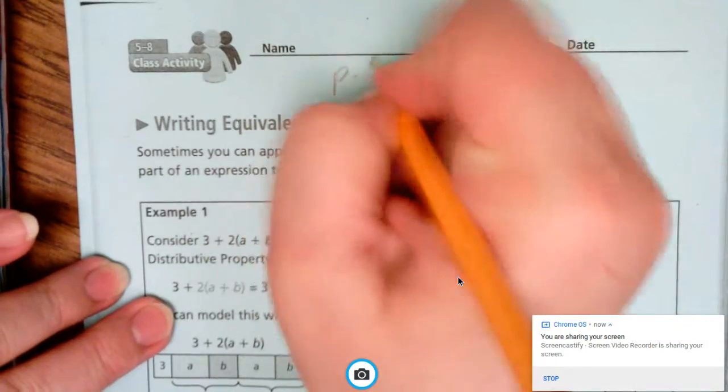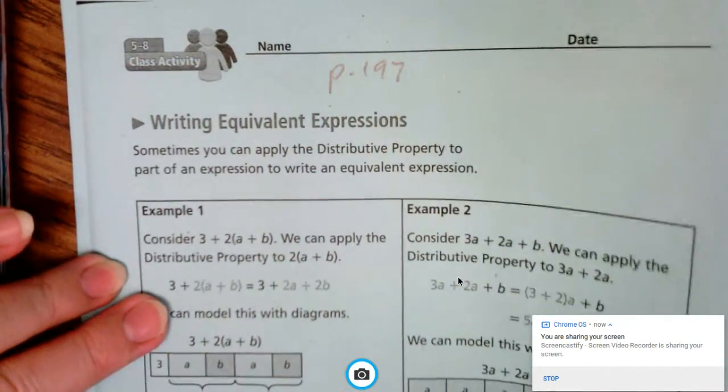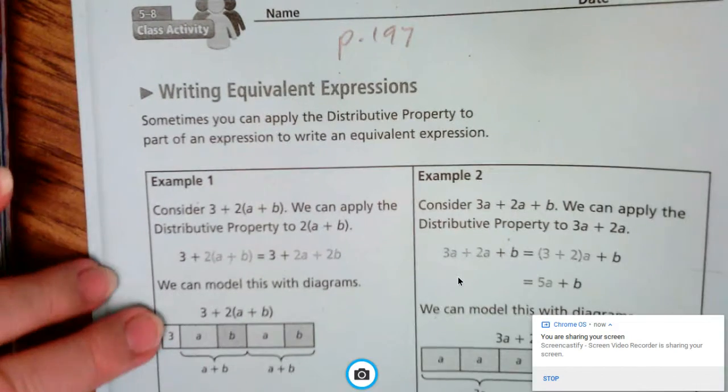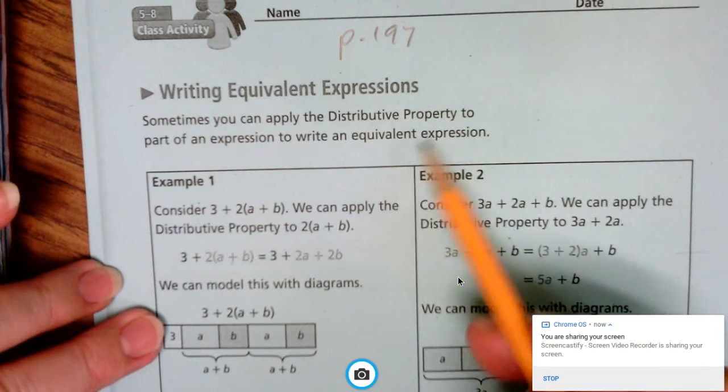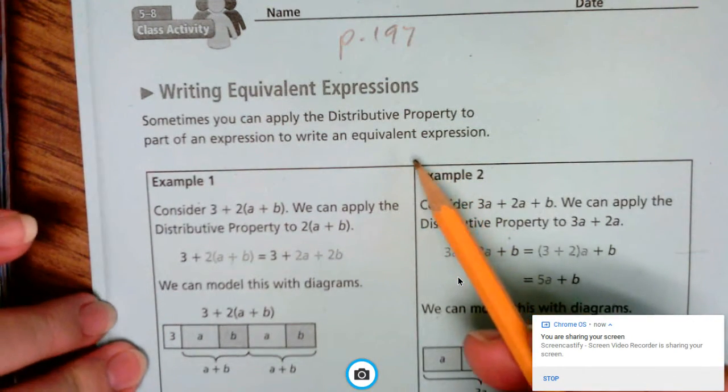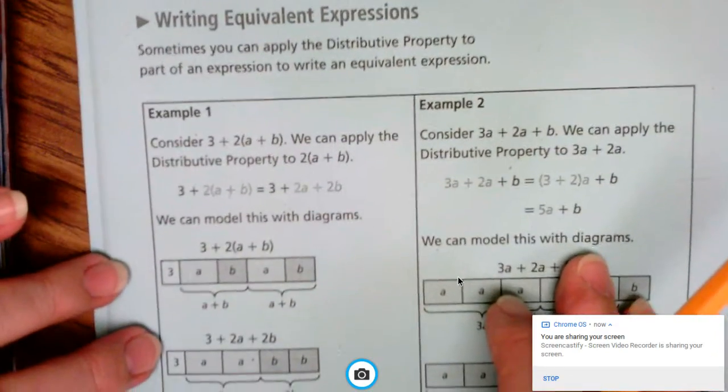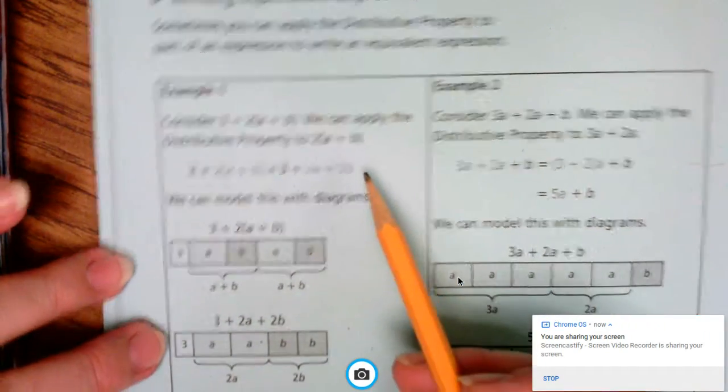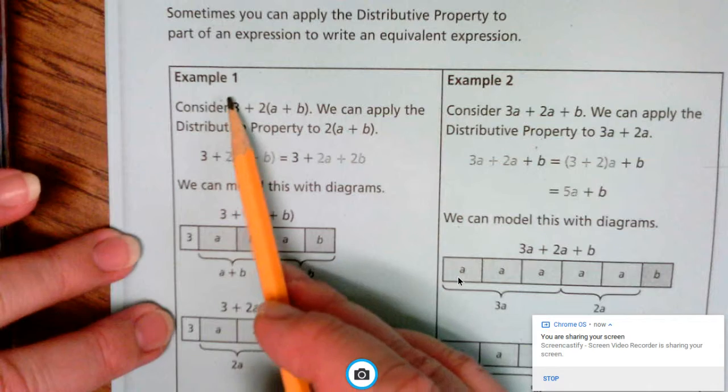Okay, moving on to page 197. We're going to write equivalent expressions. Sometimes you can apply the distributive property to part of an expression. So we're going to move into expressions with more than two terms. So let's look at example 1.